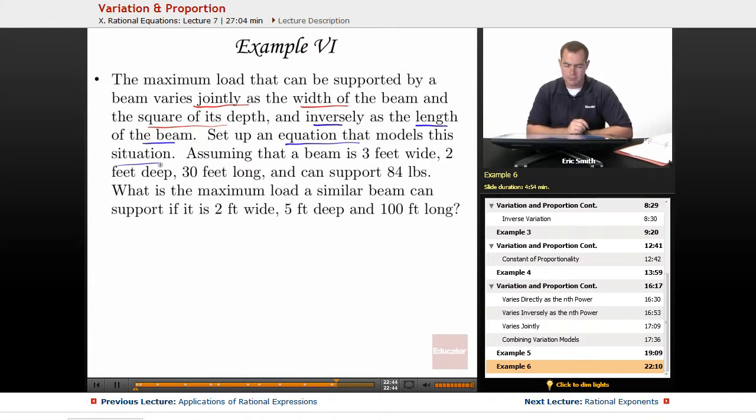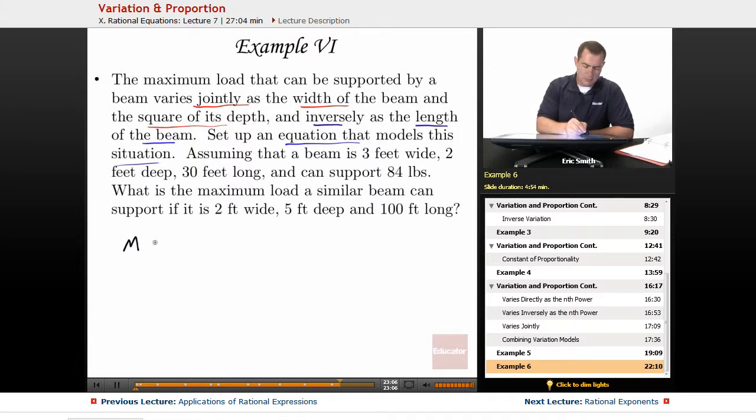All right, let's continue on. Assuming that a beam that is 3 feet wide, 2 feet deep, 30 feet long, can support 84 pounds, what is the maximum load a similar beam can support if it is 2 feet wide, 5 feet deep, and 100 feet long? Okay, a lot of information floating around there. Let's start off by seeing if we can set up this formula.